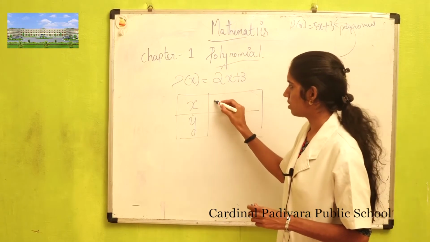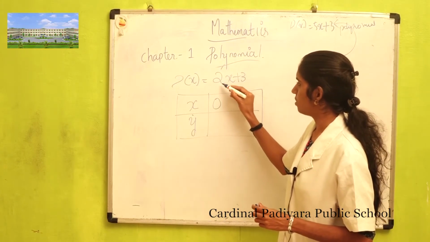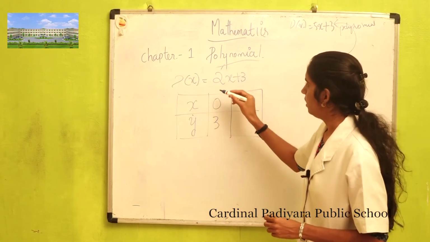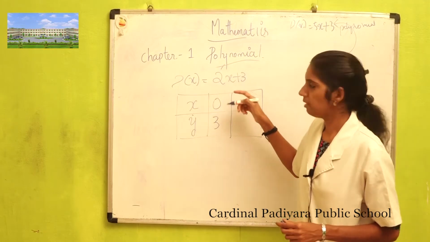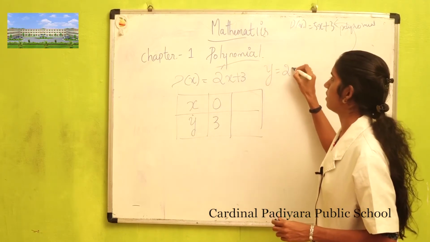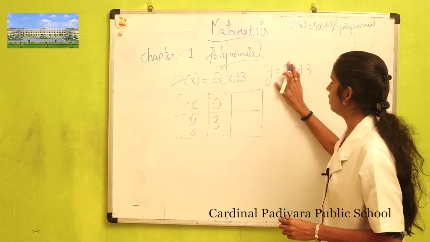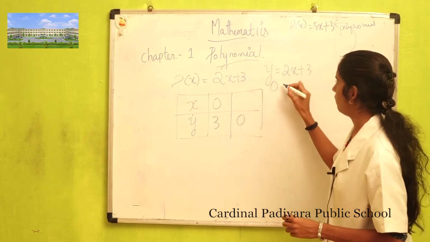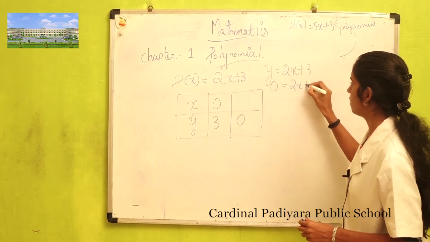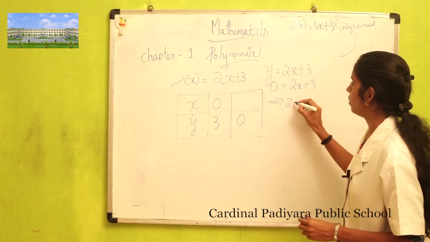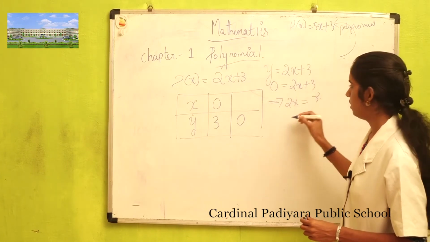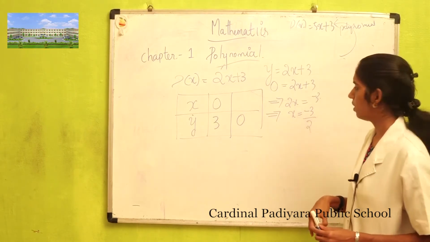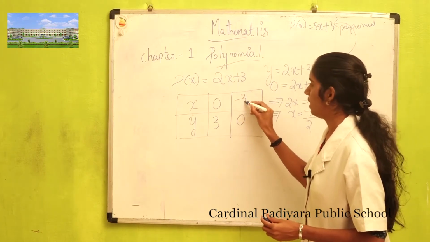What's a simple method for drawing the graph of the given polynomial? Just put x equal to 0. If we substitute x equal to 0, this becomes 3, right? P of x equal to 2x plus 3 means y equal to 2x plus 3. So if I substitute x equal to 0, we get y equal to 3. Then put y equal to 0. What's the value of x? 0 equal to 2x plus 3. This implies 2x equal to minus 3, so x equal to minus 3 by 2.